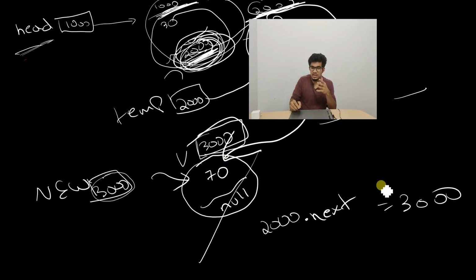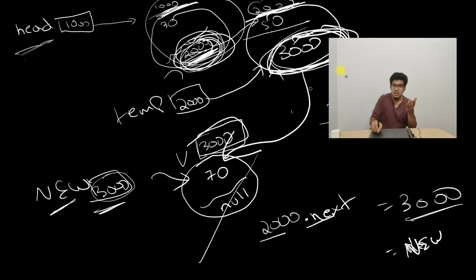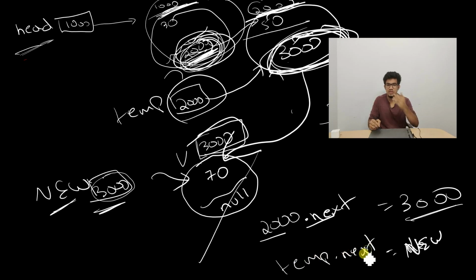And in which variable is this 3000 stored? 3000 is stored in the new variable. That's why the new value has to be stored in 2000 dot next. Where is 2000 stored? 2000 is stored in temp. So I will tell temp dot next. This is what you have to tell.